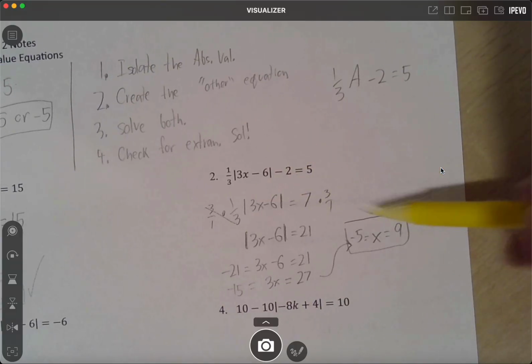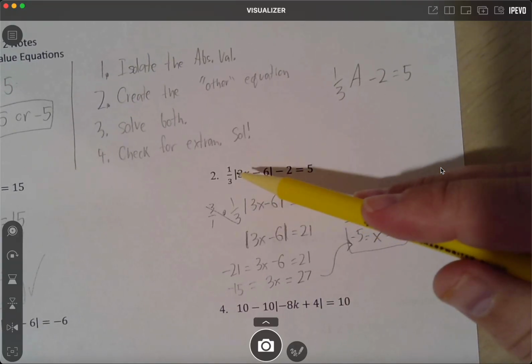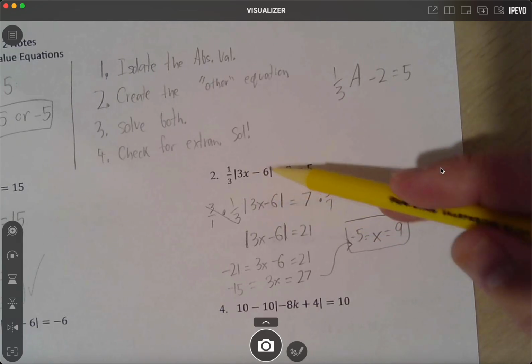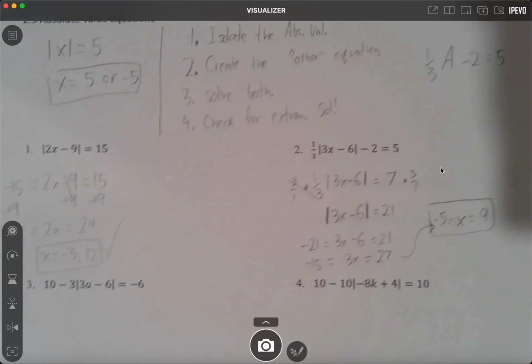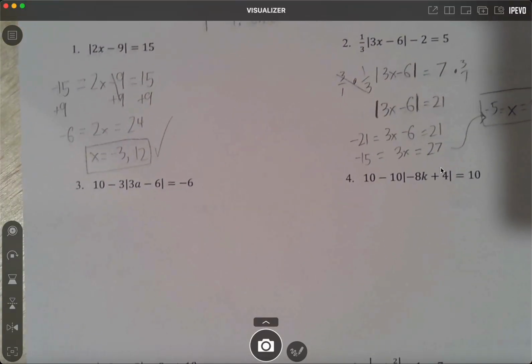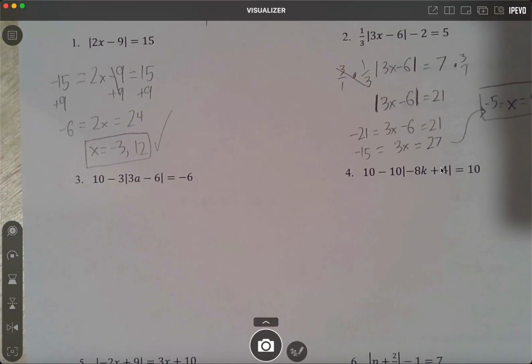If I plug in 9, I get 27. 27 minus 6 is 21. And hey, I've already dealt with 21 in those other numbers, so I know that's going to work as well. So far, no extraneous solutions. I'm saying check for extraneous solutions, but I do know when they'll occur, and I'll make you aware of that before this is over. All right, let's look at the next one here.